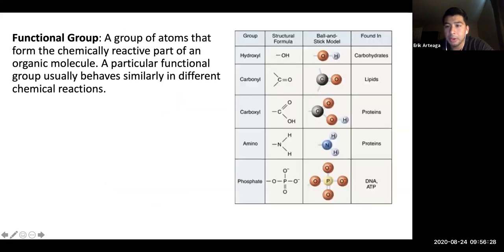All right. So a functional group is a group of atoms that form the chemically reactive part of an organic molecule. A particular functional group usually behaves similarly in different chemical reactions, okay? So here we have a hydroxyl, carbonyl, carboxyl, so carboxylic acid, an amino group, which is important in proteins, and then you have phosphates, which are important in DNA and ATP, okay?